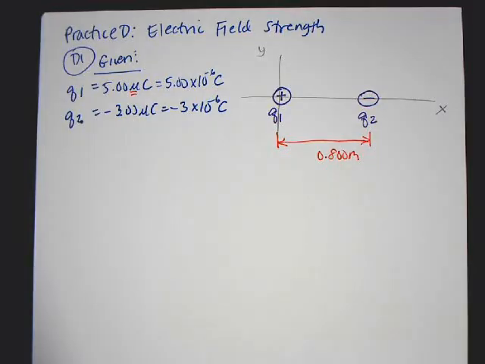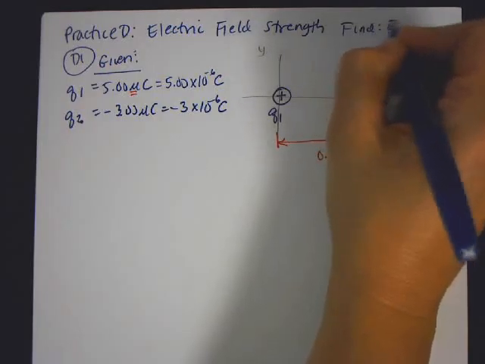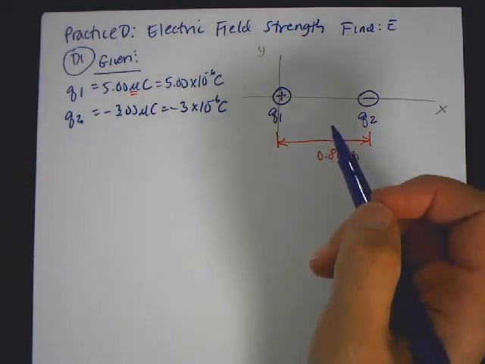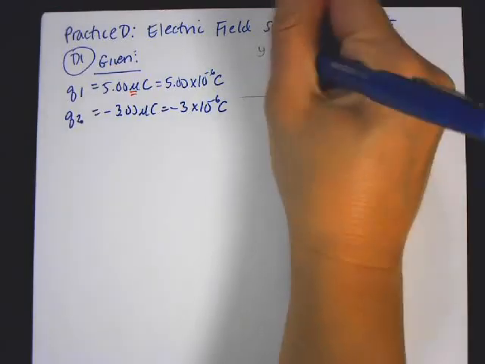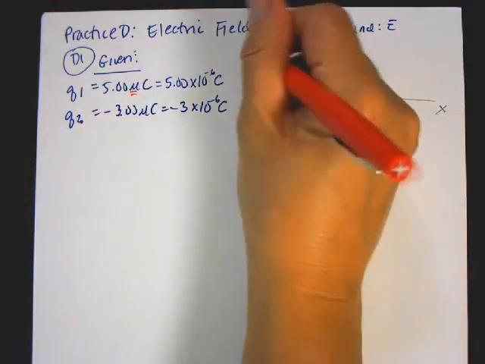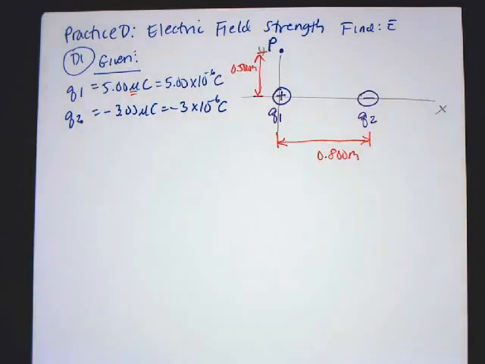Find the electric field, so I want to find E. At a point on the y-axis, 0.5 meters from the origin. So up here, and I'll call this point P, I want to find the electric field strength. And I know that this distance is equal to 0.5 meters. Now, I didn't give myself enough space.